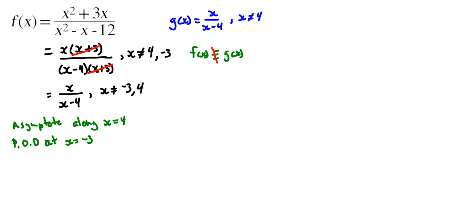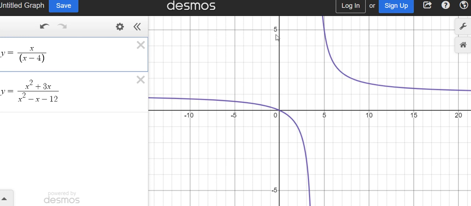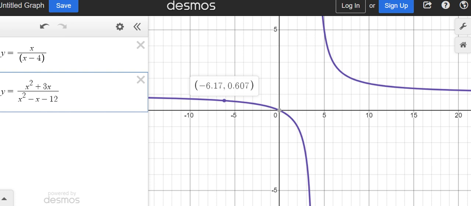Let me show you on Desmos what this looks like. So on Desmos here, I've entered our original function, and here you can see it looks like the reciprocal function. And what's interesting here is if I look at x equals negative 3, pardon me, we get an undefined value. Because we know that x cannot equal negative 3 as we showed in the mathematics a moment ago. We can see the asymptote along the line x equals 4, and there is actually a horizontal asymptote along the line y equals 1 as well.